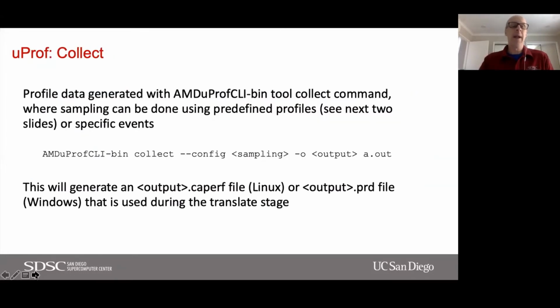So uProf collect, to start with the collect phase, we're going to use the AMD uProf CLI-bin tool with the collect command. When we do this, we can specify what kind of sampling we want to do. There are predefined profiles, and I'm going to show these on the next couple of slides, or we can select specific events, dive into particular counters. I find though that the predefined profiles, unless you need to do something very specialized, actually work pretty well. And there's one in particular that we're going to be using today.